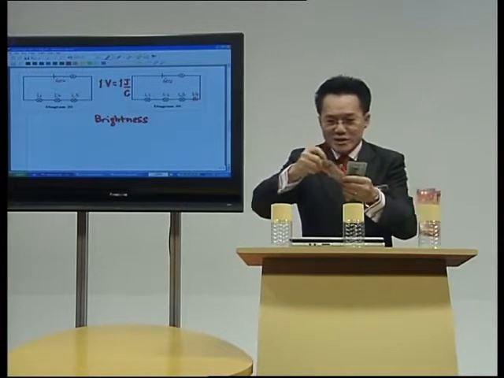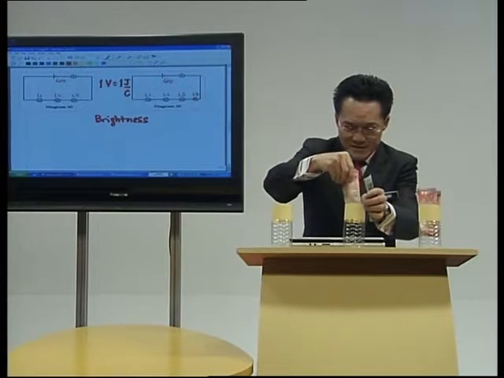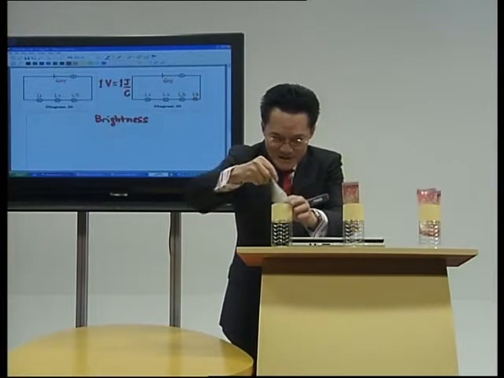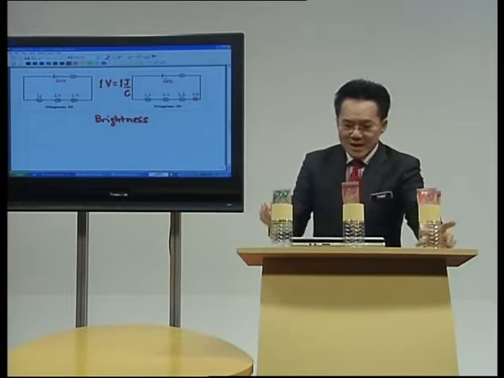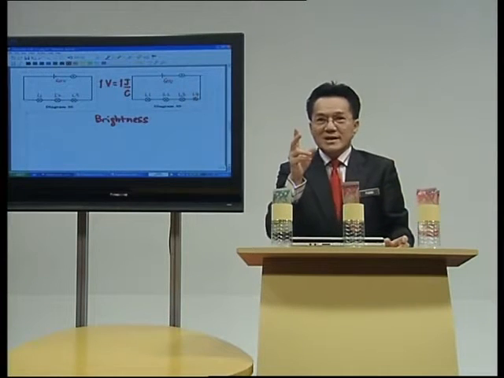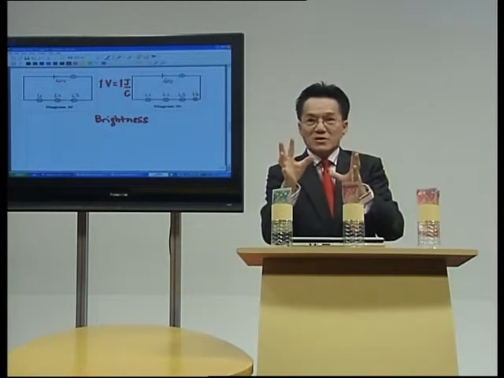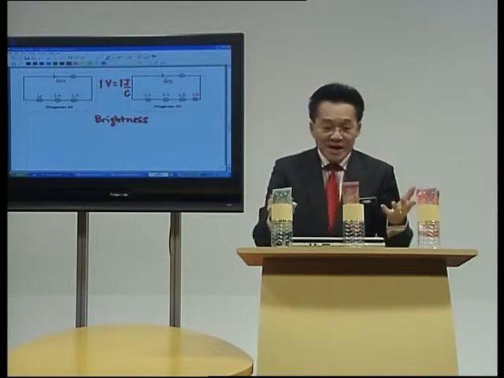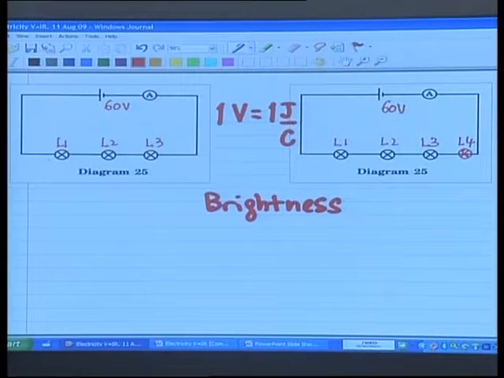And then another 20 ringgit here. And then another 20 ringgit here. So each of the bulbs, you have 20 volts or 20 joules per coulomb across it. If you would like a diagram for me to illustrate, it would go something like this. This is V1. This is V2. And this is V3.